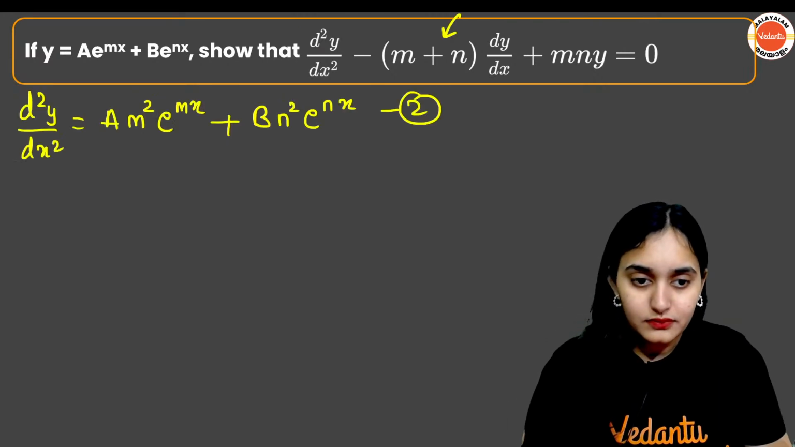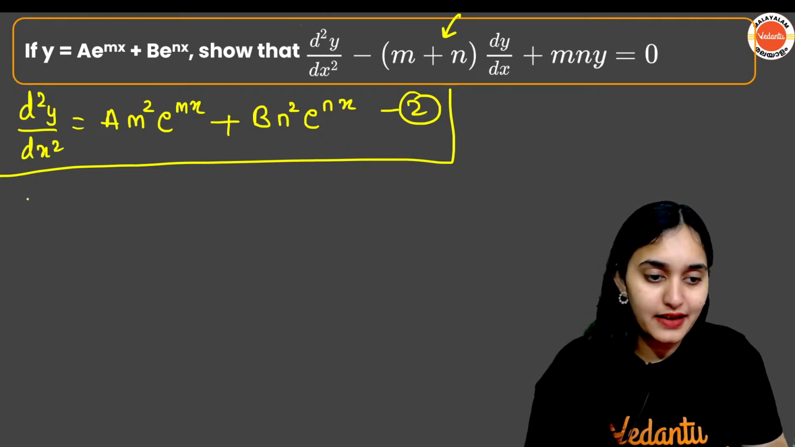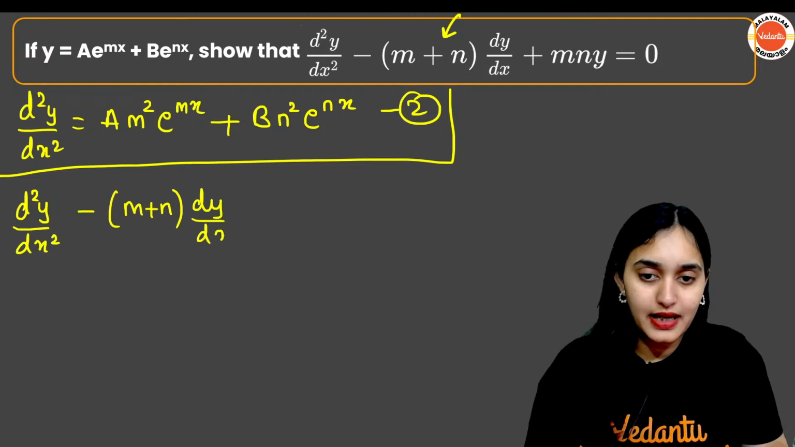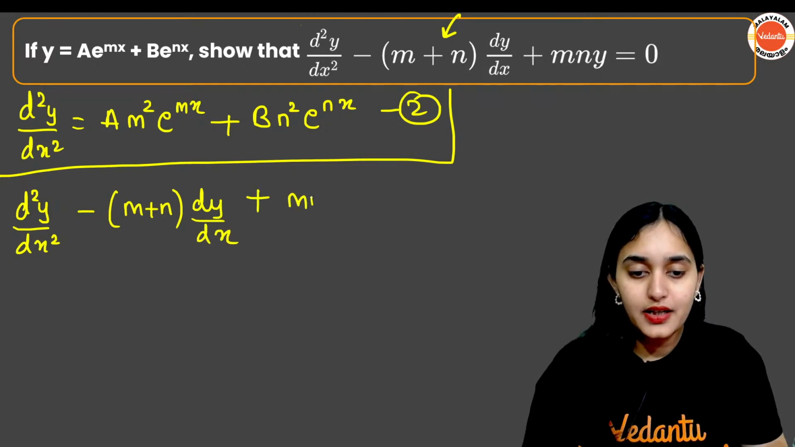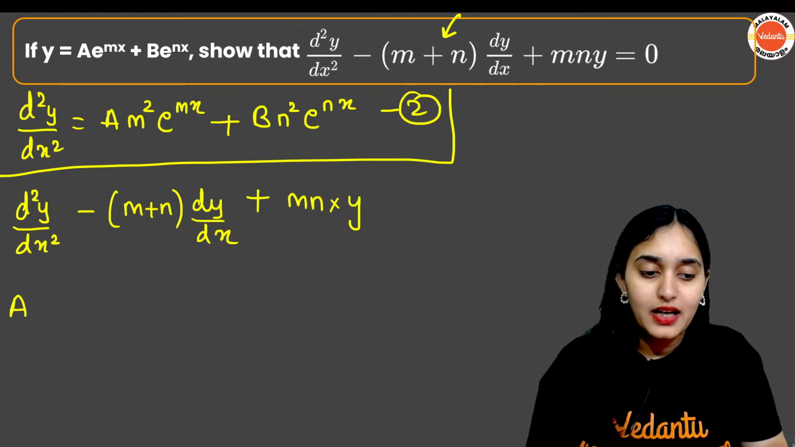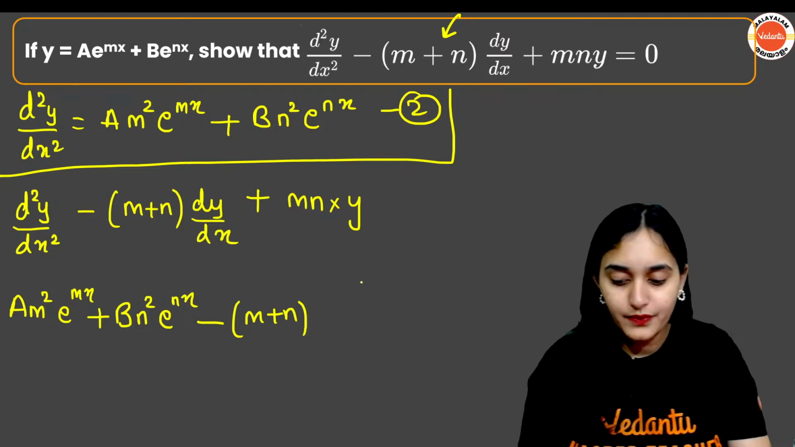Okay. Here we have space. So we will take the left hand side: d square y by dx square minus (m plus n) dy by dx plus m into n into y. What is d square y by dx square? A into m square into e to the power mx plus b into n square into e to the power nx, minus (m plus n) into, what is dy by dx?